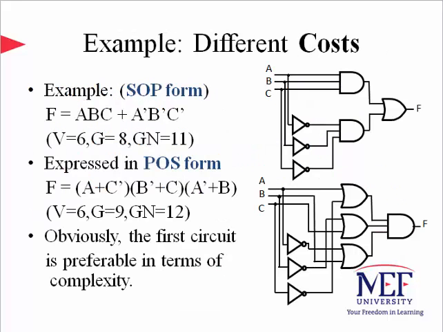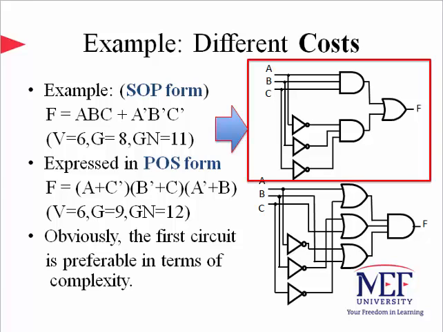Let us consider a different function, in SOP form in this case. This function is expressed as ABC + A'B'C'. Here you can compute the cost values of L being 6, G being 8, and GN equals 11. As you can see, the logic diagram that corresponds to this Boolean expression is shown on the right.